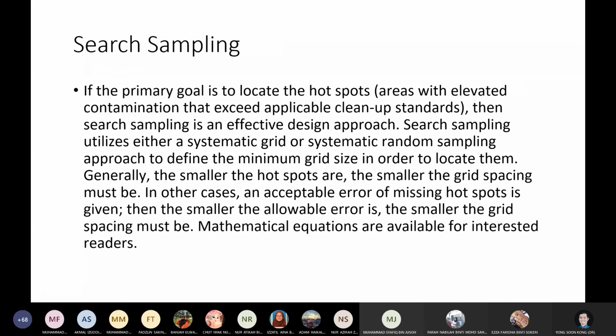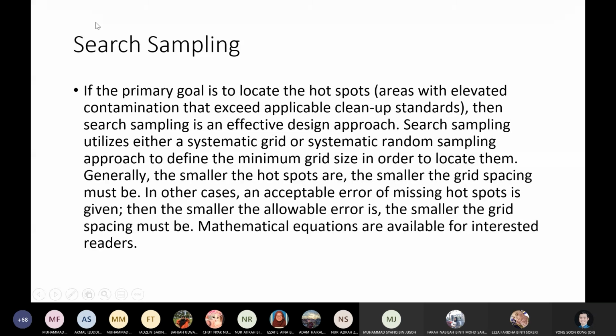Search sampling is, the goal is to find out where the hotspot is. So this is like, you don't know where the point source is, and you just want to find out where exactly the point source is. So for search sampling, usually we're going to utilize grid sampling because we don't know where the point source is. So you just put a map and then map out every single area, you want to have one sampling point. So it has to be systematic grid or systematic random sampling. And then from the outcome of it, you kind of know which area has higher concentration. Then that area possibly might indicate the point source is from there.